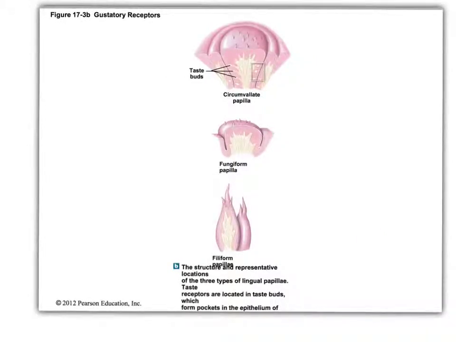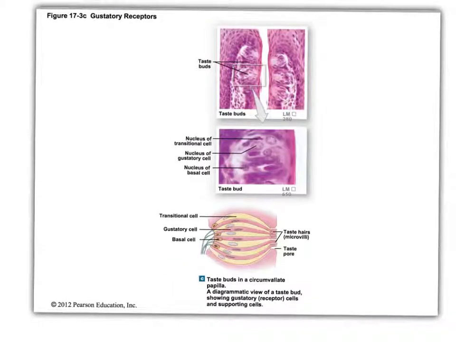Okay, so here we see a close-up of a circumvallate and a fungiform papilla with an extreme close-up of the taste buds shown in the side. So let's look at those taste buds. Here you see a micrograph of them, and here at the bottom you see the little taste cells with the taste hairs, which are actually microvilli, not cilia.